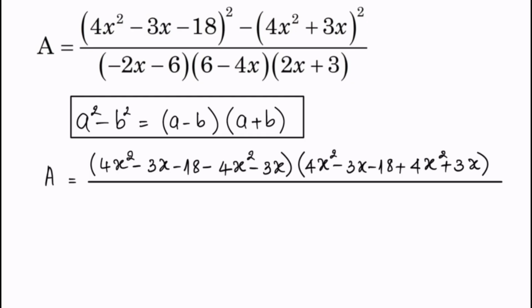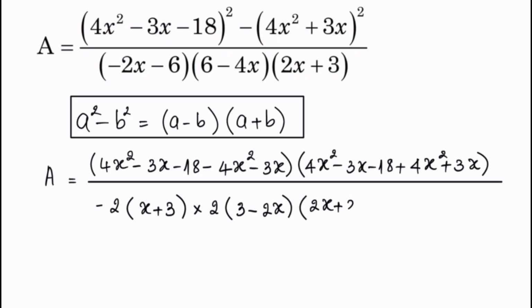For the denominator, we have to factorize. We take 2 in common, then we will get x plus 3. And the second factor, we take 2 in common, and we will get 3 minus 2x. Factor with 2x plus 3, okay? And then equal to.